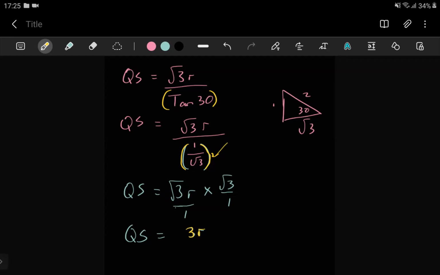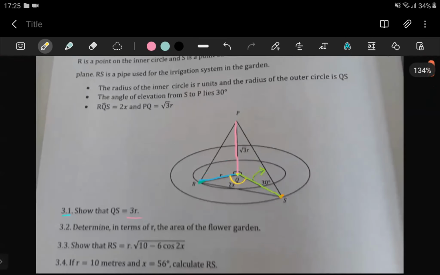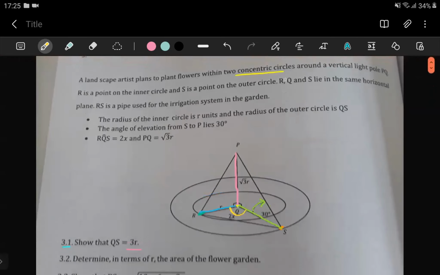Okay, let's go back to the diagram. There's just one thing I would like to ask. So how do you differentiate the planes? Like which plane is the horizontal, which plane is the vertical? Okay, so your description is going to give you that information. For example, here, they said R, Q, S lie in the same horizontal plane. So when they say R, Q, and S lie on the same horizontal plane, then you already know that RQS is on the ground, you see.